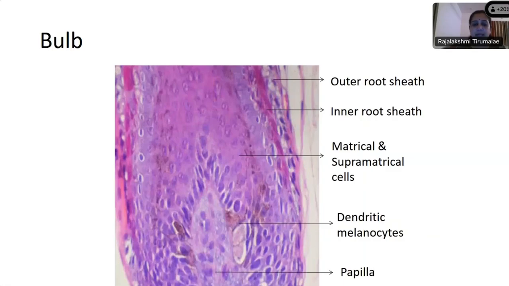And if you look at the bulb, you have the papilla, the mesenchymal papilla containing the vessels, which is forming this cup-shaped invagination. Then you have the dendritic melanocytes, which impart color. Then you have the matrical and supramatrical cells, which form the follicular germ, which give rise to the hair shaft. And then you have the inner and outer root sheaths.